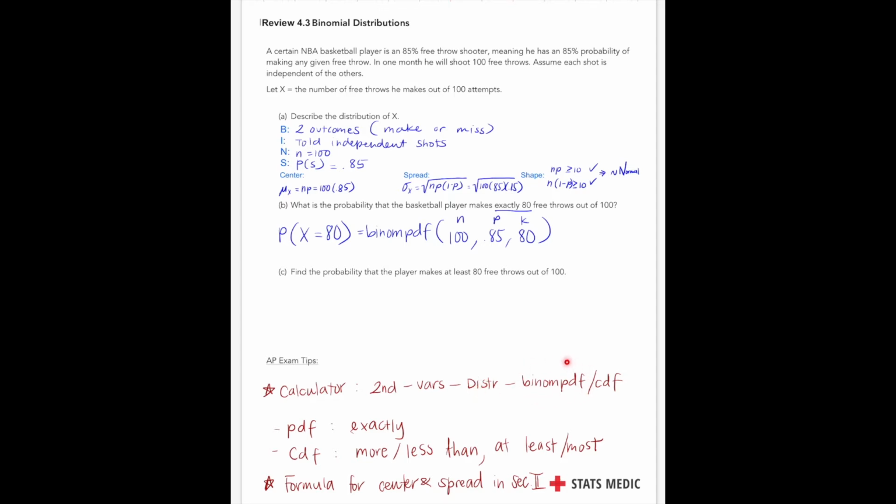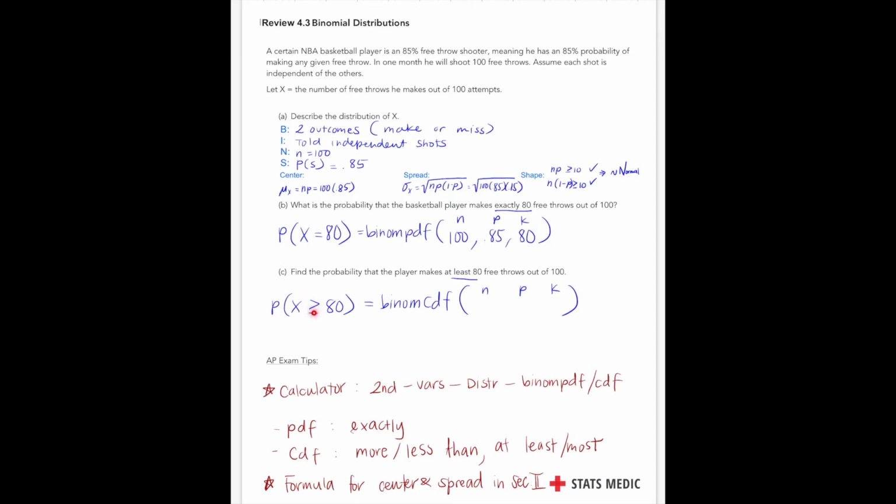And then for part C, it says find the probability that the player makes at least 80. So that means like 80, 81, 82 free throws out of 100. So we know the probability that x is greater than or equal to 80 is equal to binomial, and we're going to use CDF for this one. And I'm going to do n, p, and then k. But notice it also says greater than.